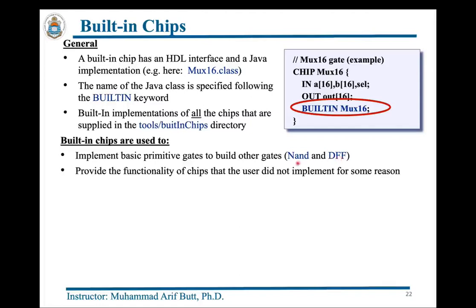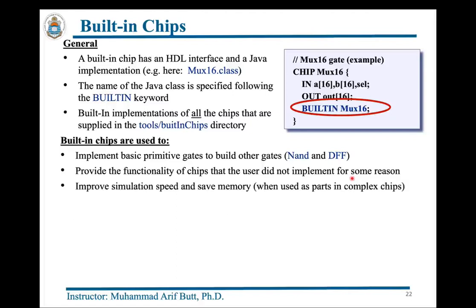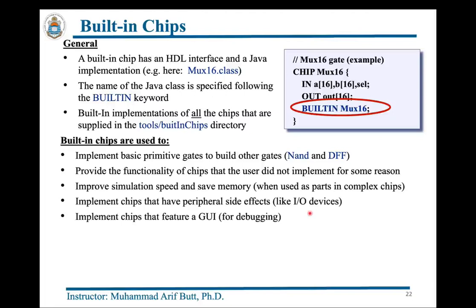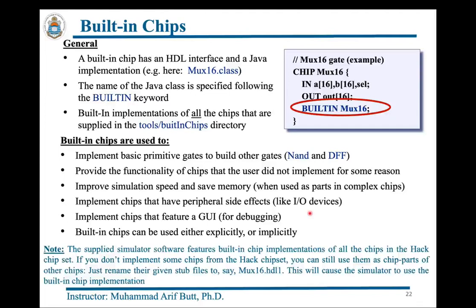Built-in chips provide the functionality of chips that the user did not implement for whatever reason. Suppose you have not implemented some chip and you want to use it, and a built-in flavor of that chip is available, that will of course kick in at that time. Moreover, the built-in chips improve simulation speed and save memory. Built-in chips implement chips that have peripheral side effects like I/O devices. We will see this when we design our own keyboard and screen. Built-in chips implement chips with a GUI feature used for debugging, and built-in chips can be used either explicitly or implicitly. Well, this explicit and implicit use of the built-in chips is on the next slide.